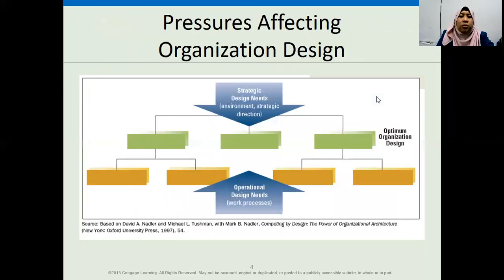All right, and then we move to the pressures affecting organization design. It's stated here, according to the strategic design needs, we have environment, strategy, and direction. And then we also have the optimum organization design, and the operation design needs, which is the work process. If you ask me what actually pressures the organization design? Number one, of course, we're talking about the environment itself. The environment is actually forcing us to use the technology.